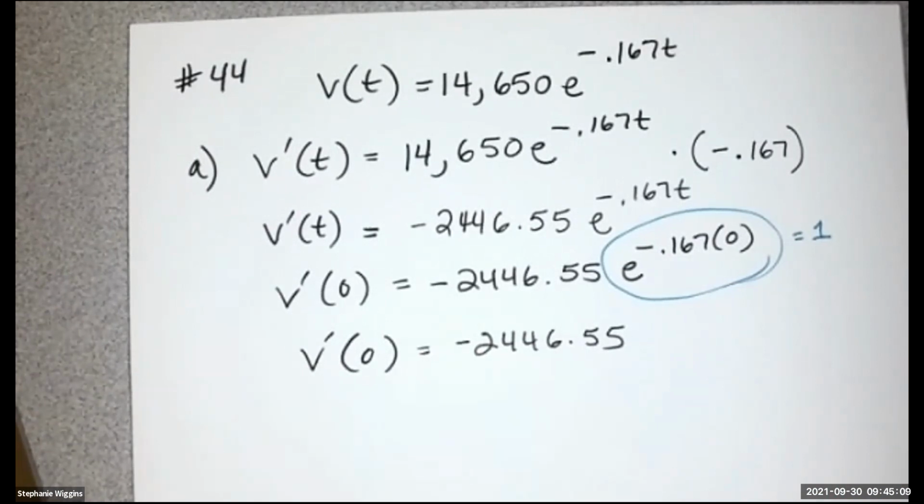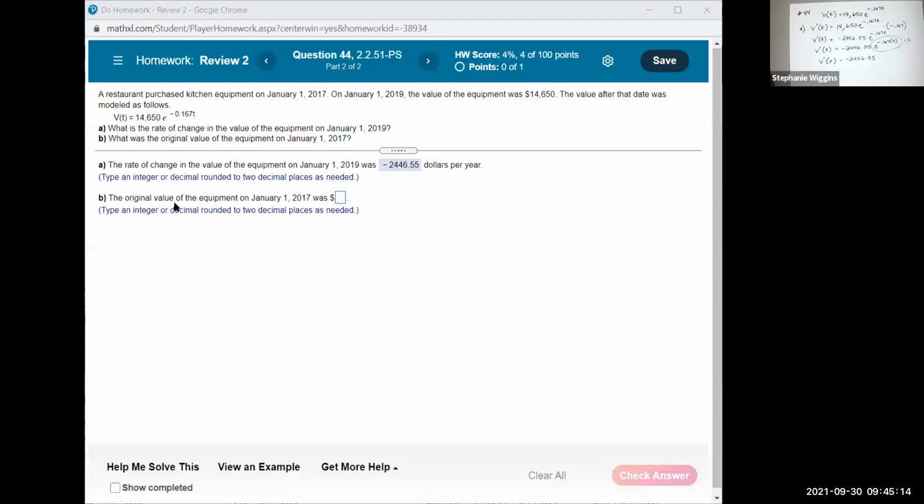That's part A. Now going to part B, it says the original value of the equipment. So we're not talking about change here. In part A, we did the rate of change, that's the derivative. But when you just say the original value, you're talking about the very original function. You have to be careful and pay attention to these details, because look here, January 1st, 2017. Well, that was 2 years before, so you're going back in time. So now t is -2, because you've gone 2 years back in time. So you're going to take -2 and plug it into your original value function up here.